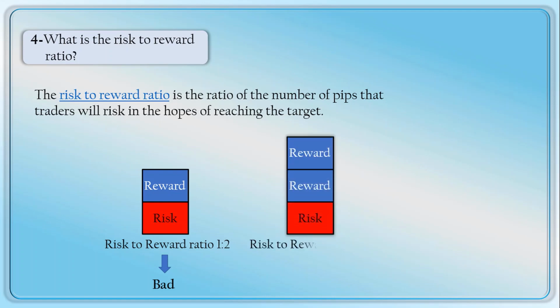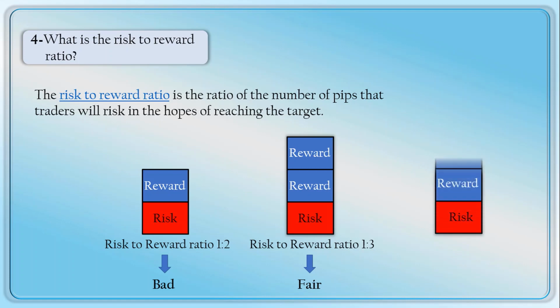The second type of risk and reward ratio is 1 to 3. It means that you are going to risk 1 to make 2. So this is fair, but not good. For instance, you are going to risk $50 to make $100. So this is fair, but still not good.